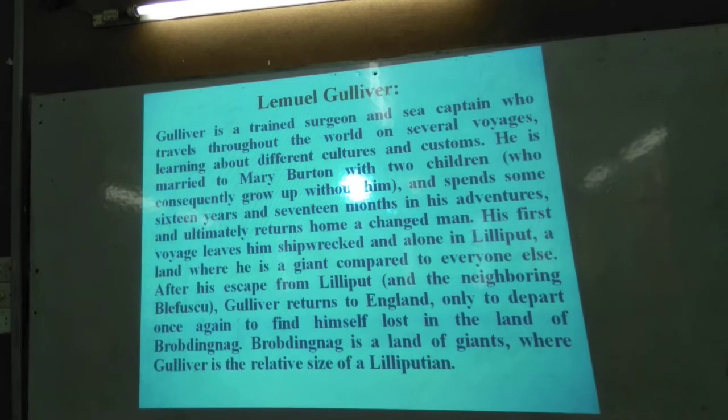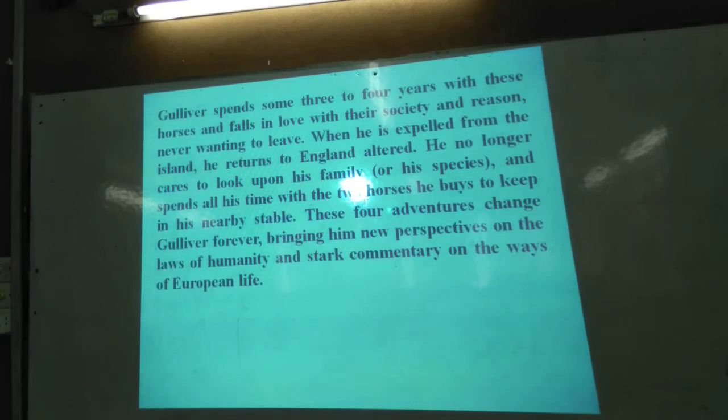Already we have known that in Gulliver's Travels he has made four voyages, four journeys in four different countries. As a result, he has gathered or experienced different knowledge, because the culture, the tradition, the language, the behavior and some other things as well are completely different from each other. Okay? So these are about Gulliver.